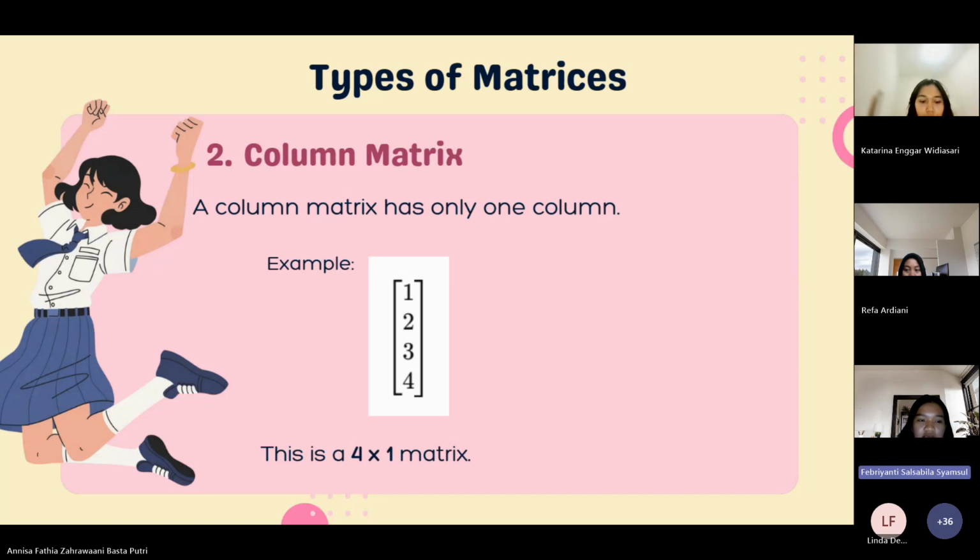The next type is a column matrix. A column matrix contains only one column, but it can have several rows. In this example, the matrix has an order of 4 by 1, meaning it consists of 4 rows and 1 column.